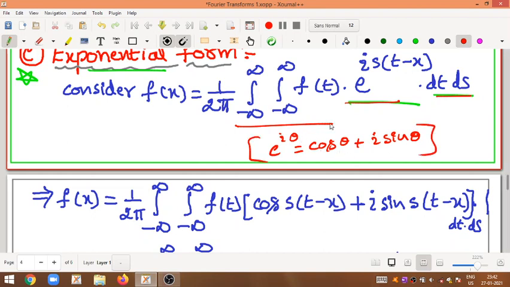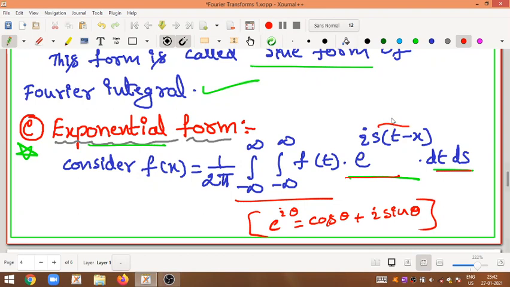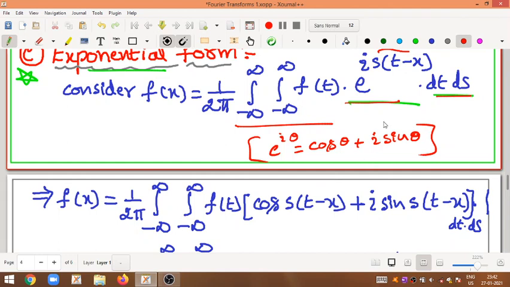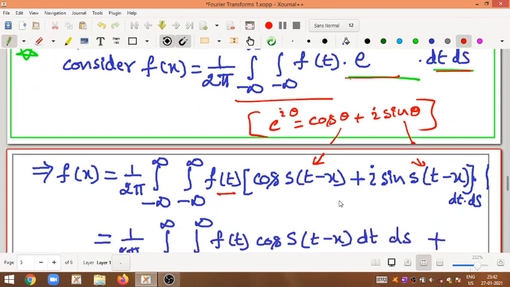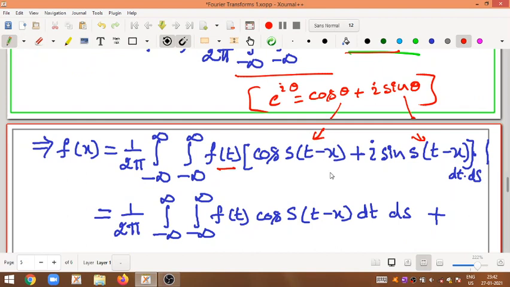Like that, instead of theta, what is there? S into t minus x is there. So f of t as it is, cos theta, where theta is nothing but s into t minus x, plus i into sin theta, where theta is nothing but s into t minus x, into dt into ds. Just by expanding this exponential form.